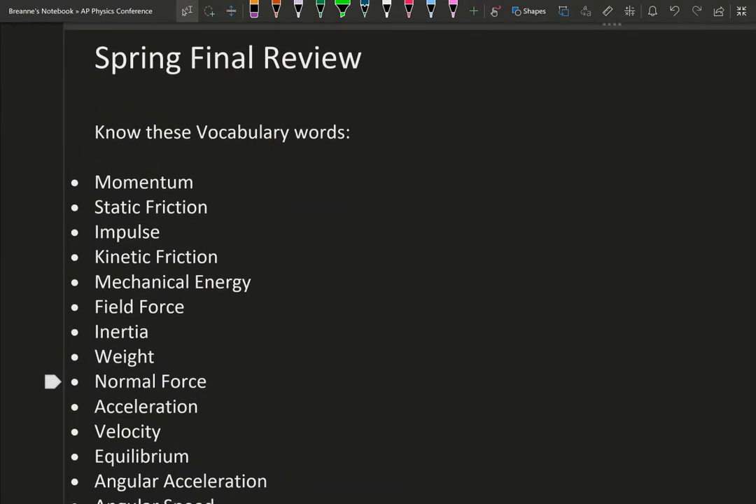So, for momentum, if you see vector quantities, which is the product of an object's mass and velocity, that might be the definition for momentum. For static friction, if you see force opposing the motion of an object at rest, that might be the definition of static friction. Impulse, product of a force and the time over which it acts, might be the definition for impulse. Kinetic friction, force opposing the motion of an object.